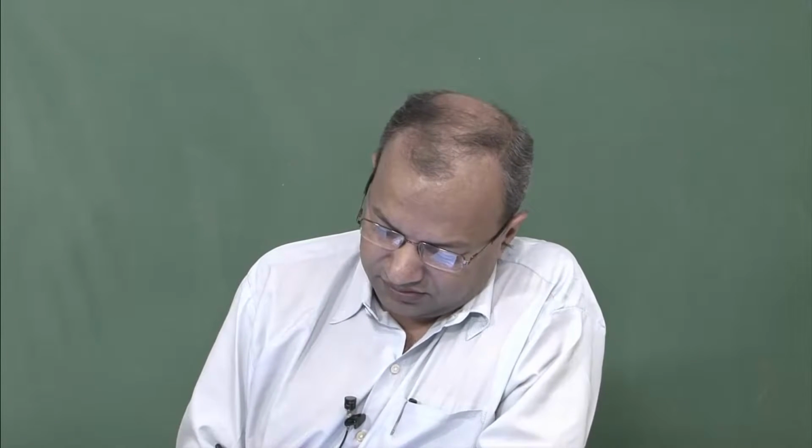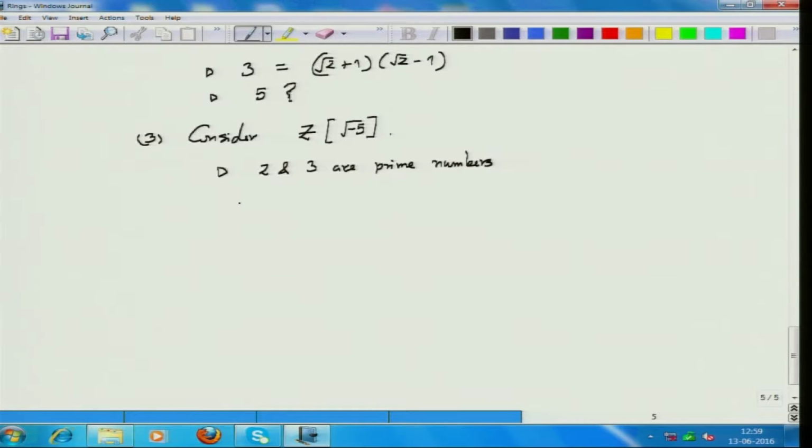But now I can write 6 as 2 into 3. So 6 is the product of 2 primes, 2 and 3. I can also write 6 as 1 plus square root of minus 5 times 1 minus square root of minus 5. So there is a problem.